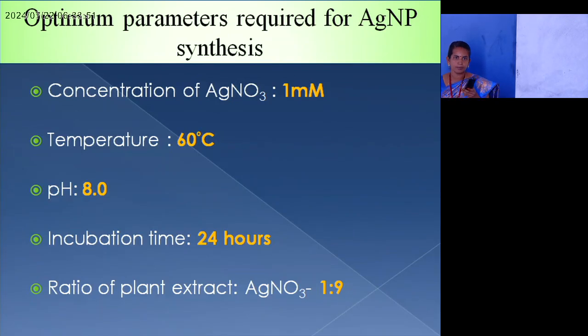After optimization, we confirm which is the best suitable environment for producing silver nanoparticles. These are the optimized parameters required for silver nanoparticle synthesis using Aegle marmelos leaf extract. The concentration of AgNO3 is 1 millimolar, temperature 60 degrees, pH 8, incubation time 24 hours, and the ratio of plant extract to AgNO3 is 1:9. These are the optimum parameters required for silver nanoparticle synthesis using plant leaf extract. Thank you.